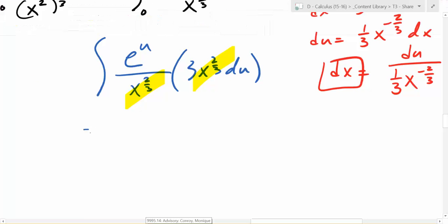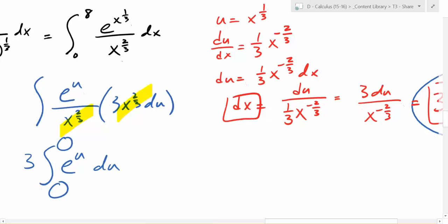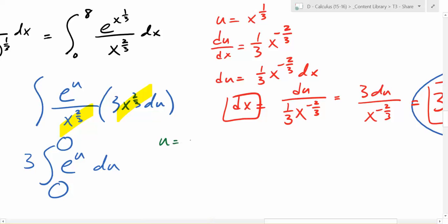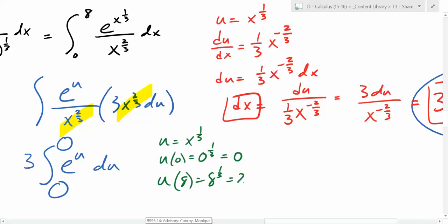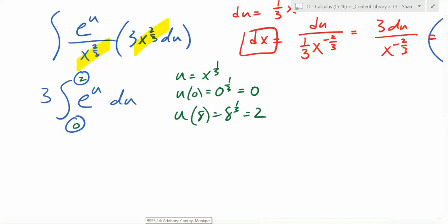Now, are we in x's or u land right now? U. So we have to use u values up here. What's the relationship between x and u? U is equal to x to the 1/3. So what's u of 0? That's 0 to the 1/3, which is what? And what's u of 8? What's 8 to the 1/3? Exactly. So this is 2 and this is 0. You do that so you don't have to substitute at the end.